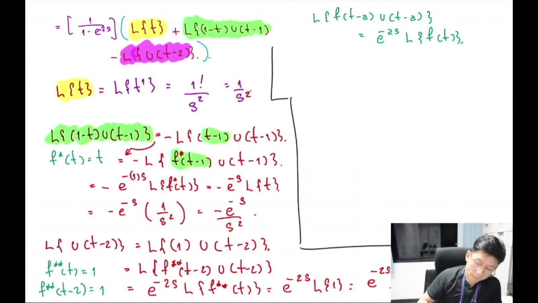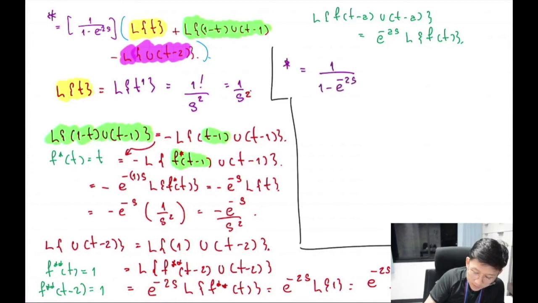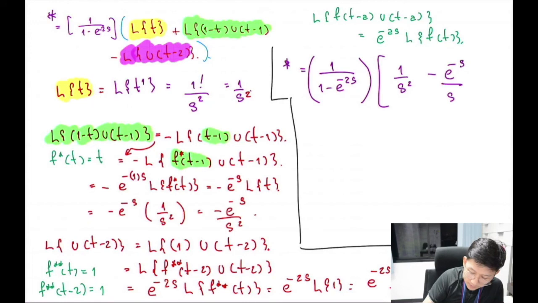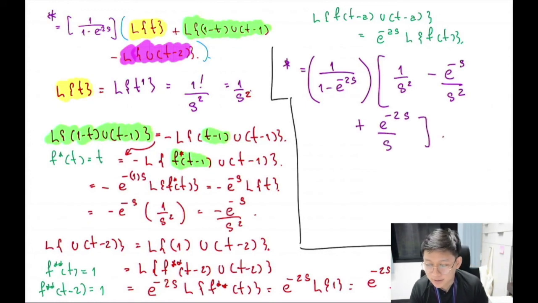Okay, so if you put them together, you have 1 over 1 minus e to the minus 2s. The first Laplace transform would be 1 over s squared. The next one would be minus e to the minus s divided by s squared. And the last one would be plus e to the minus 2s divided by s. Okay, and that is the solution.